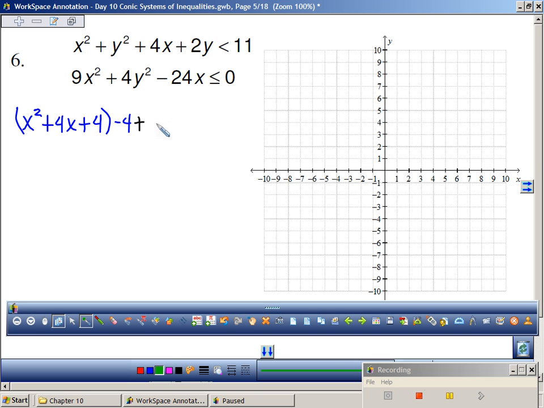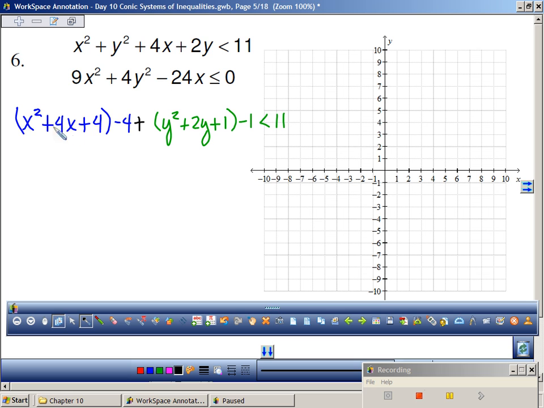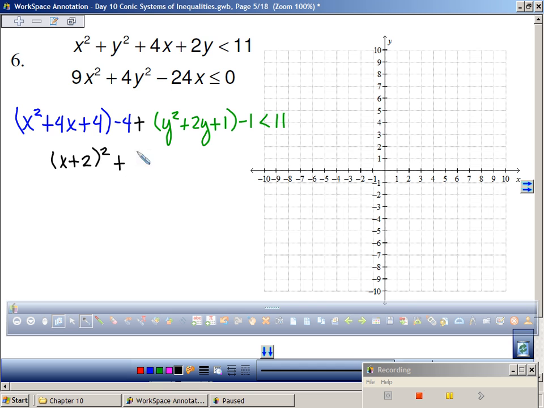I'm going to do this one in green. Y squared plus 2y plus what? Plus 1, and then we have to minus 1 is less than 11. Okay, I'm going to do it in black now. So what's this one? X plus 2 squared, and what's this one? Y plus 1 squared, and where does the -4 and the -1 go? How do you get them there? And so 11 plus 5 is? 16.